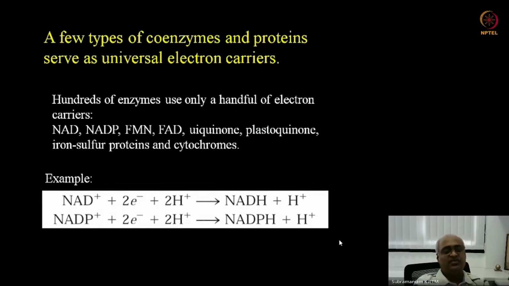Okay, so now we get to those electron carriers. A few types of coenzymes and proteins serve as universal electron carriers, meaning from a variety of molecules they can accept electrons and they can donate electrons to a variety of acceptors. And you have hundreds of reactions, but they only use a handful of electron carriers. Okay, you don't have a whole lot to memorize here.